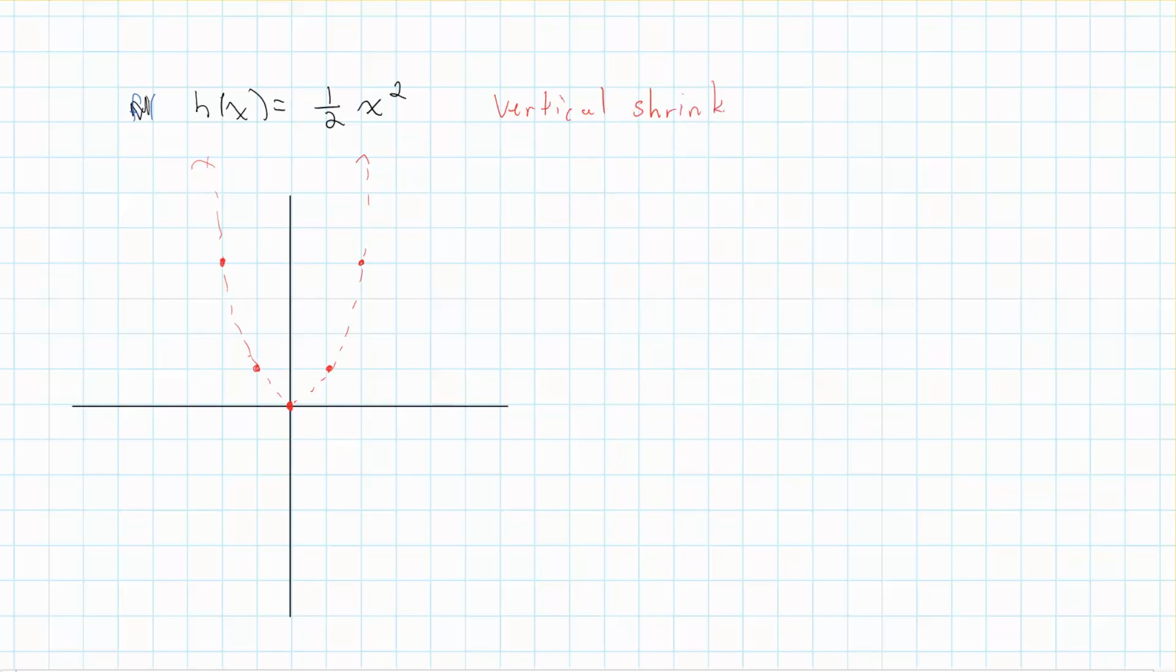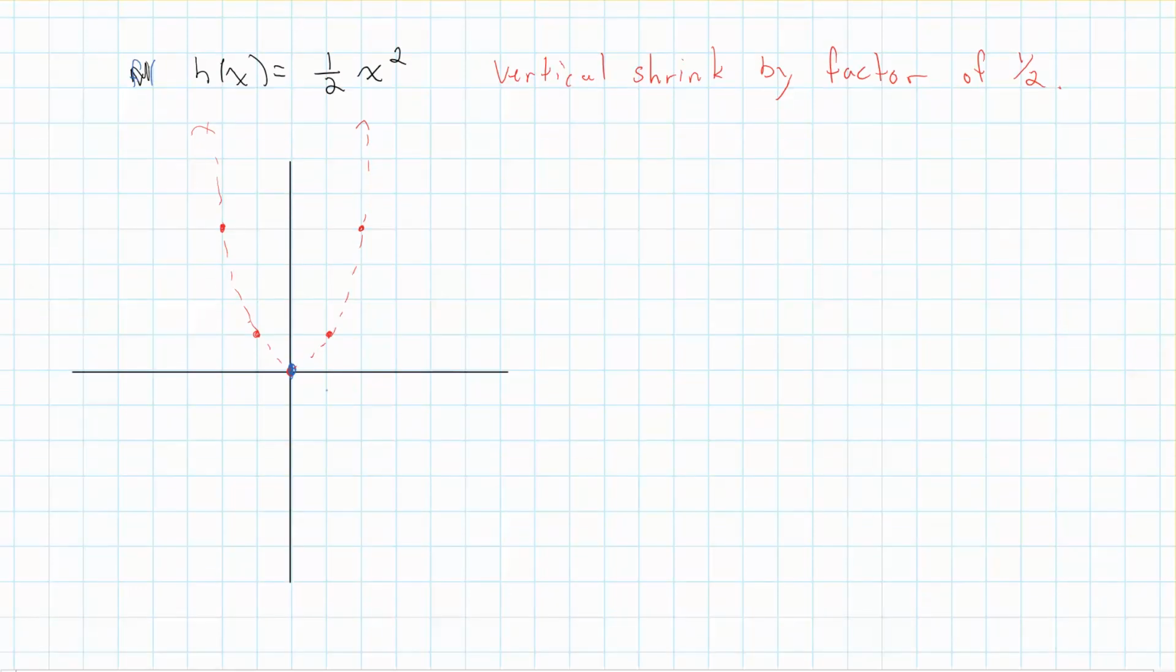And then we say by a factor of 1/2. And so all we literally do is take all the y values and make them 1/2. Well, half of 0 is still 0. Half of 1 is 1/2, of course. So those would be there. And half of 4 is 2.